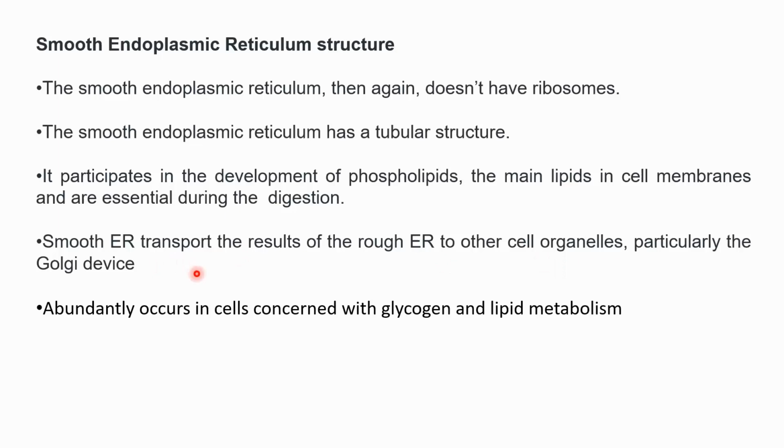As I mentioned, ER works in coordination with Golgi, which further works in coordination with lysosome. So basically rough ER leads to the formation of proteins. Smooth ER transports those proteins to the other organelles, especially to the Golgi body where the packaging takes place. So this is how this endomembrane system works in coordination. As we see, rough ER is mostly present in the cells where protein synthesis is important. Smooth ER is abundant in the cells concerned with glycogen and lipid metabolism, since they are associated with lipid metabolism and lipid synthesis.